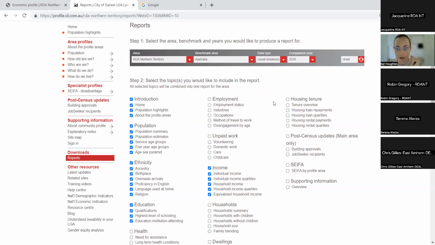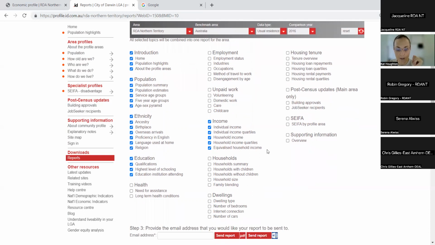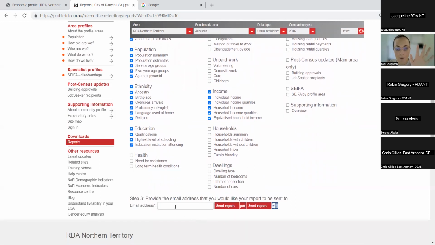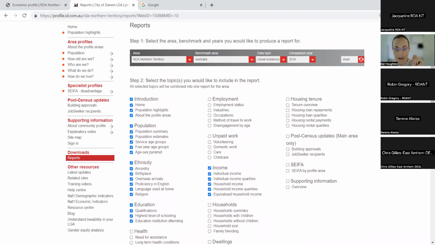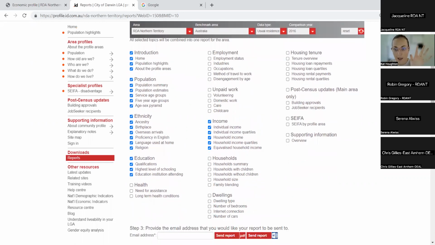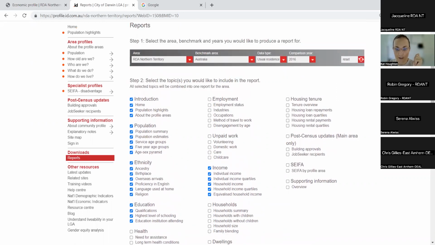So I'm comparing the Northern Territory to the rest of Australia. You can tick all of these boxes, and then when you come down here, you put your email address in and you can send yourself the report in PDF or Word. My suggestion is to send it to yourself in Word and take out all of the information that you don't need, so you're not printing off pages and pages of data tables. This is another good way of accessing the information quickly, printing it off, and putting it on your desk to have a look at later. It gives you a really good overview and a good little document to look at all of your data for your region.